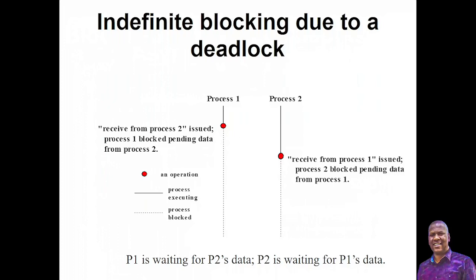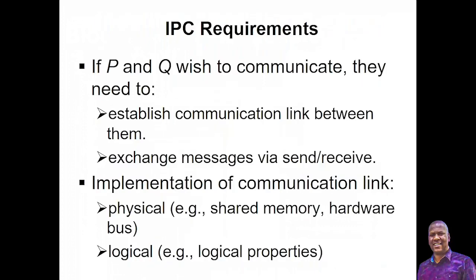You can see, as you looked at in the first approach, indefinite blocking due to a deadlock. P1, or process 1, keeps on waiting for process 2's data. Process 2 is also still waiting for process 1's data. So this should be eradicated. This indefinite blocking should be eradicated, right?